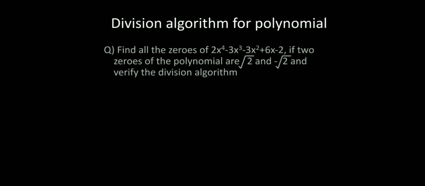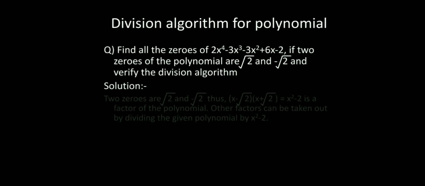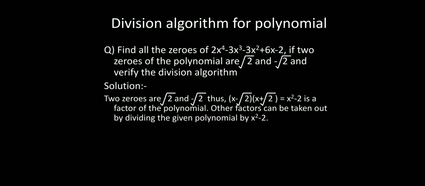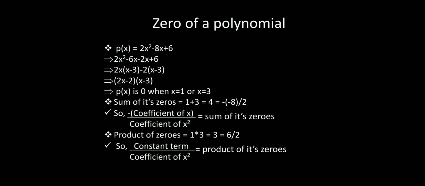So how to solve the polynomial by the division algorithm? Suppose we have a polynomial 2x to the power 4 minus 3x cube minus 3x square plus 6x minus 2. Let's see, when we have an equation and we need to find the roots of the equation, what we used to do. Here it is a quadratic equation and we used to do the middle term split, and then we used to find 2x minus 2 into x minus 3, which equals 0. Then we used to equate both brackets with 0 and find that x equals 1 and x equals 3.